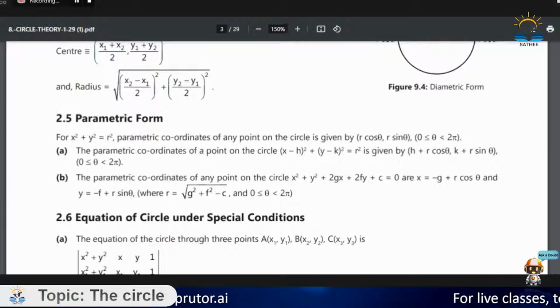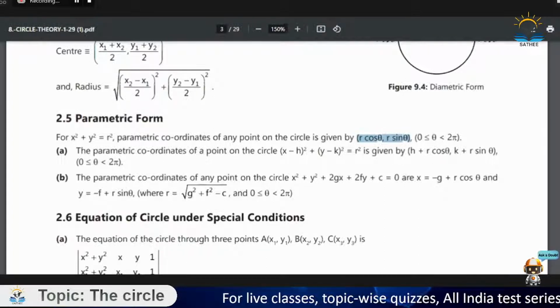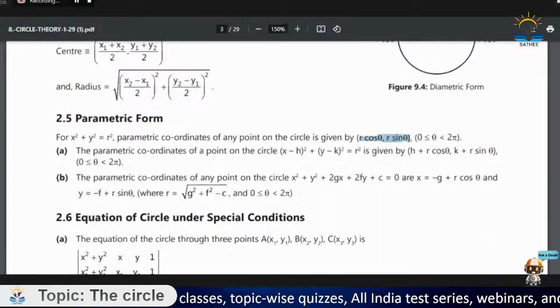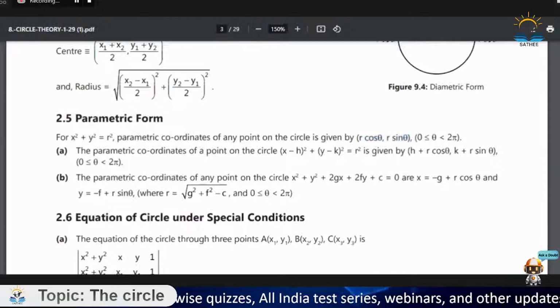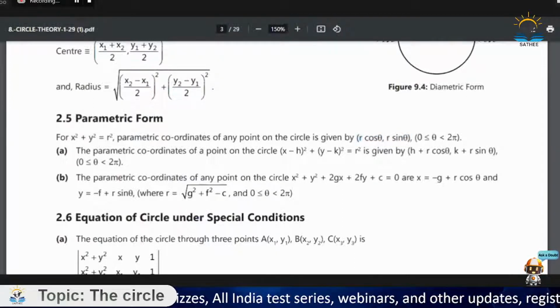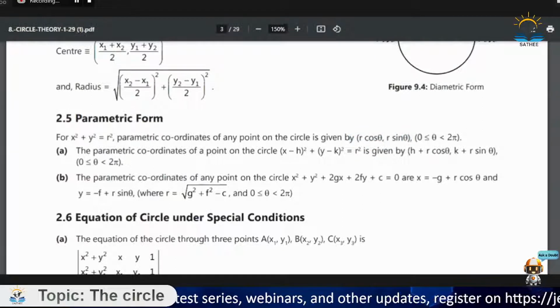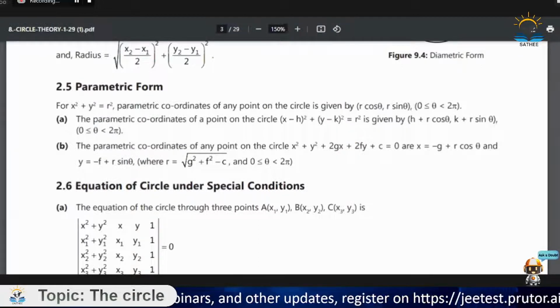When we write the coordinates as r cos theta and r sin theta, what we are doing is this: initially we had two variables for the coordinates of a point on a circle. After writing this, we have reduced two variables into a single variable, that is theta. Now r is known to us. So the coordinates of the point have only one variable, that is theta. This is basically the parametric form of the circle.